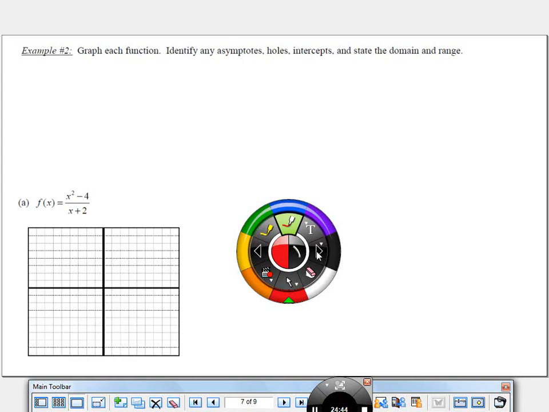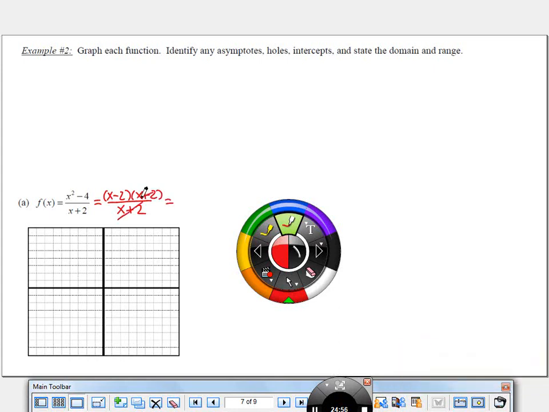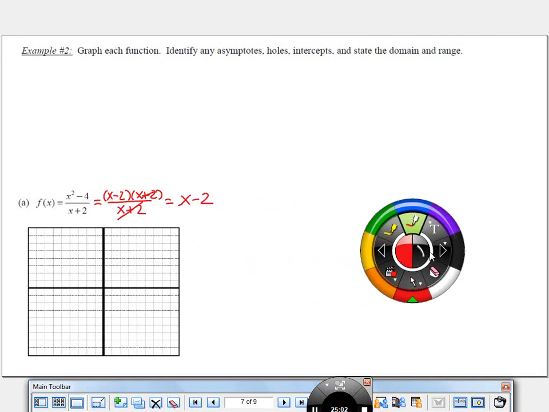All right, so now I'm going to do one with a hole. The reason I'm going to know it has a hole is if we look at what happens here, minus 2, and we factor the numerator, the x plus 2's will cancel out, just leaving us x minus 2. So we're just going to graph x minus 2, but we are going to make sure that we note that there's a hole.